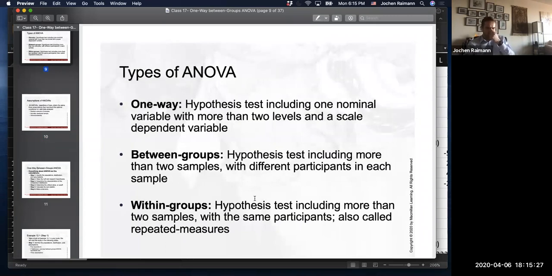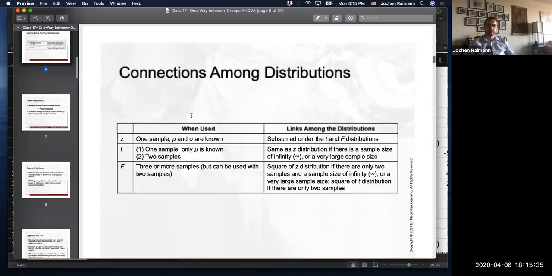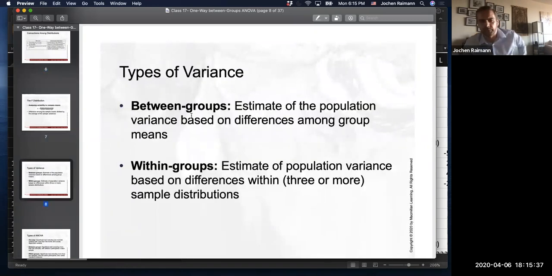Okay. So here are the types of Anova. So the hypothesis test includes 1 nominal. Okay, so I'm thinking of the other slides.